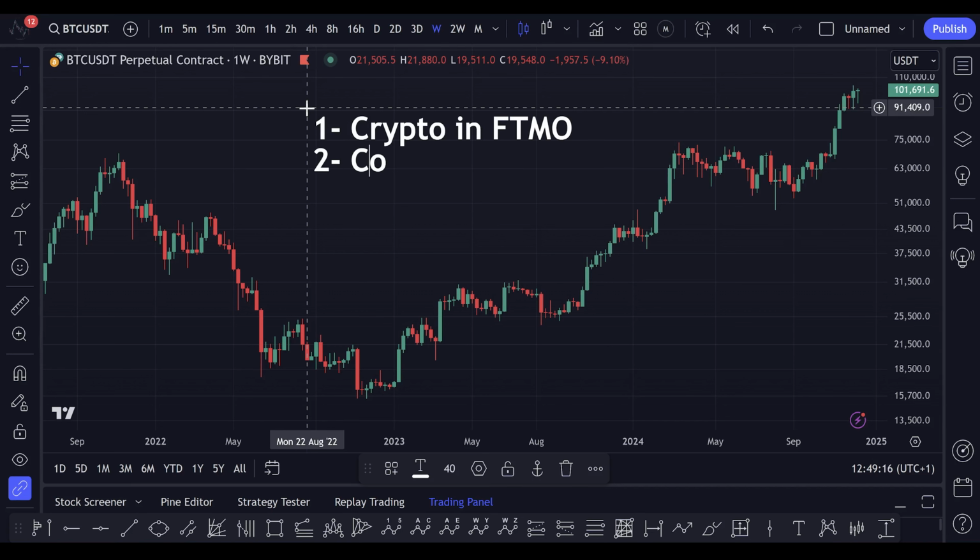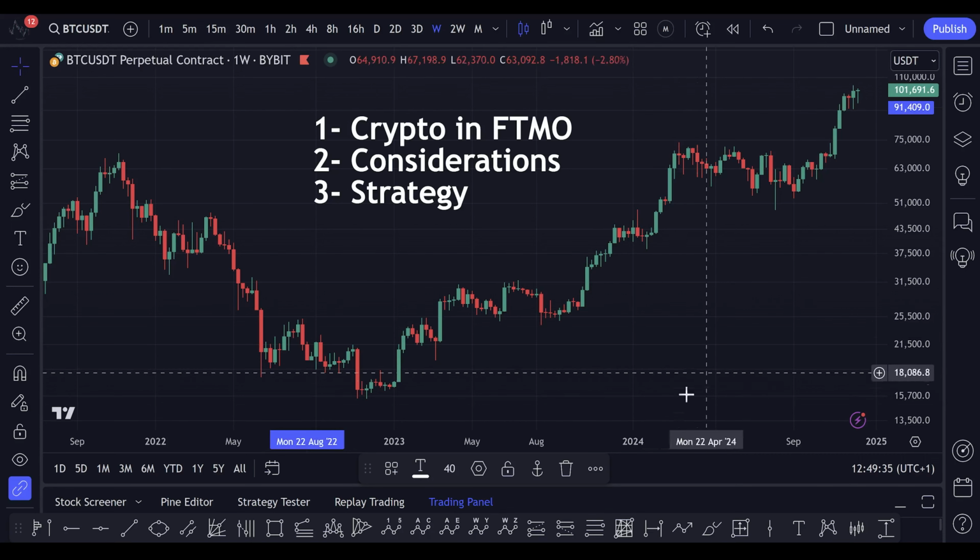Then, I'll introduce the considerations involved when trading crypto, and this is very important. If you forget about these, then you might forget about passing the challenge as well. Finally, I'll show you the strategy that I'm currently using to pass the FTMO. And this isn't some bullshit RSI strategy, it's the real deal. Let's get right into it.